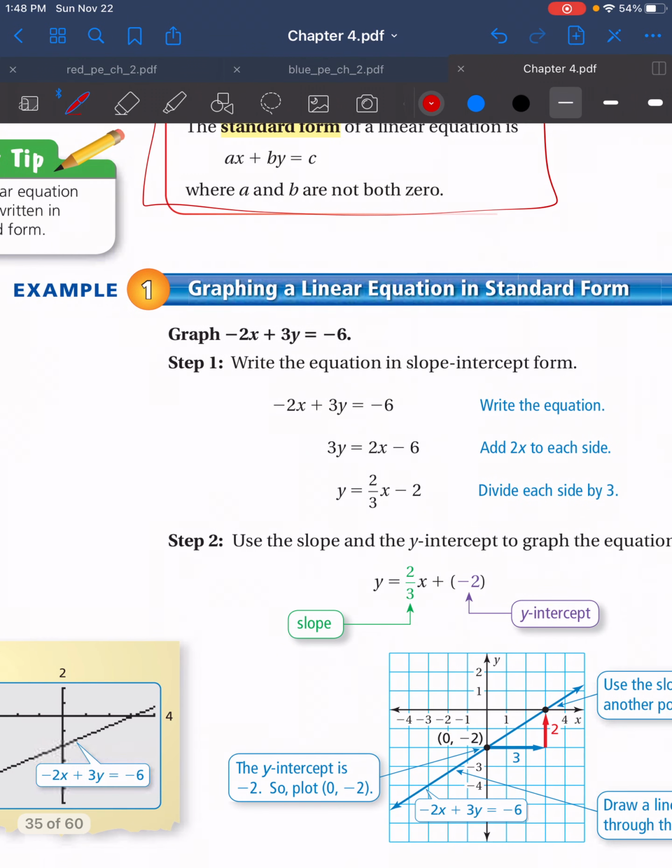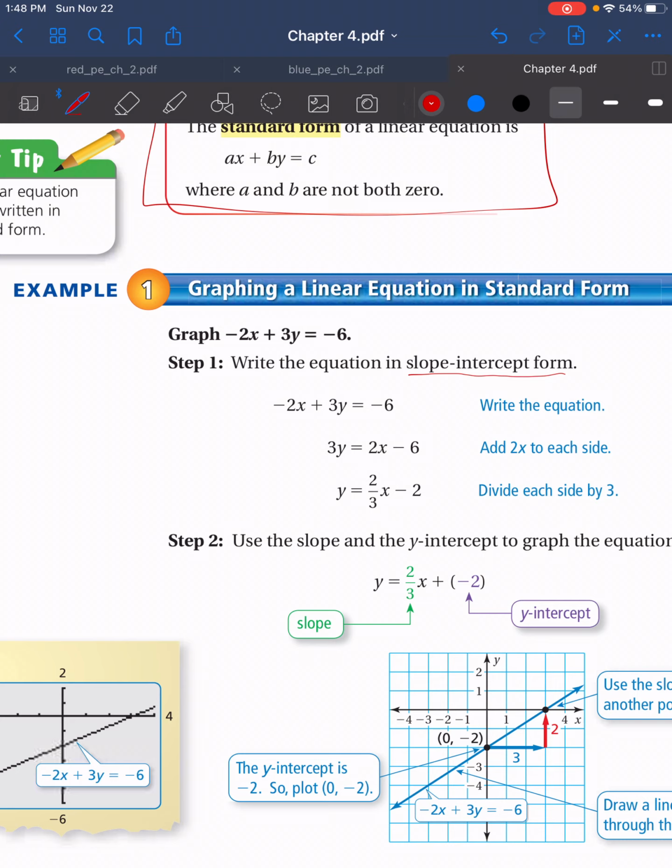Now, we're going to do an example. I want you to write negative 2x plus 3y equals negative x. Write that in your notebook. It says, write the equation in slope-intercept form. Now, we learned this just briefly in the last section. We learned that even though it's not in slope-intercept form, I can make it into slope-intercept form. The way to do that is to get y by itself.